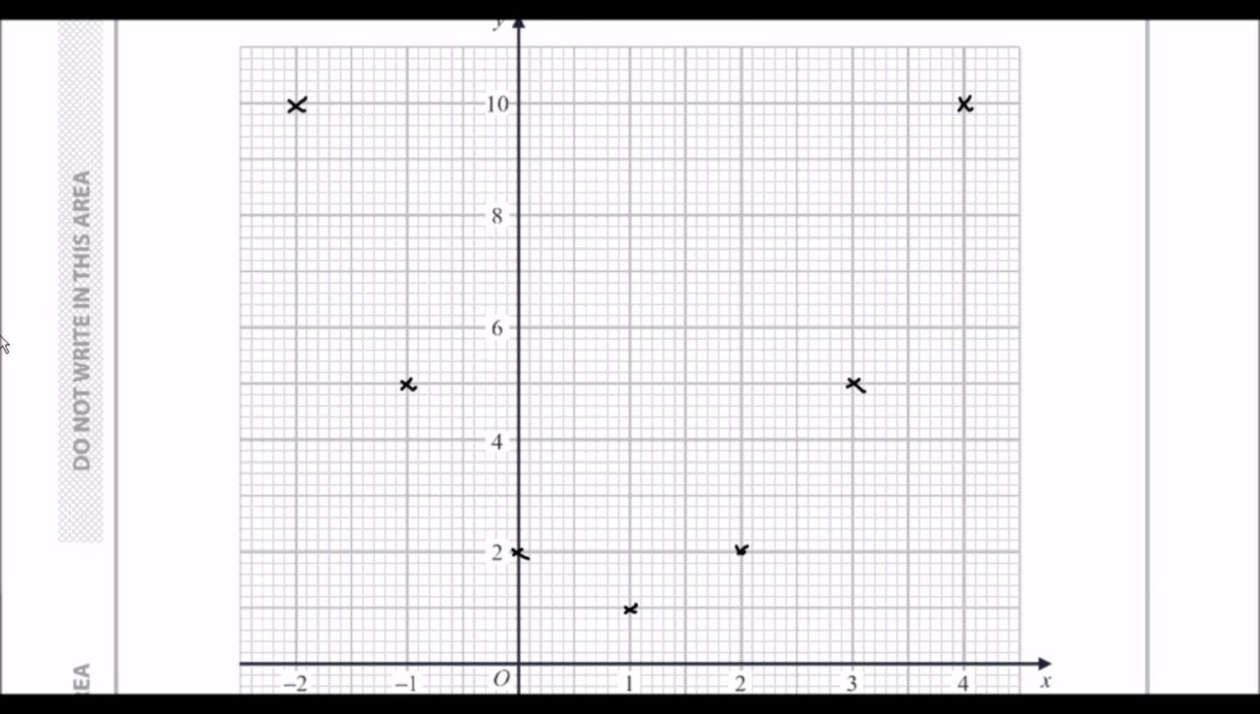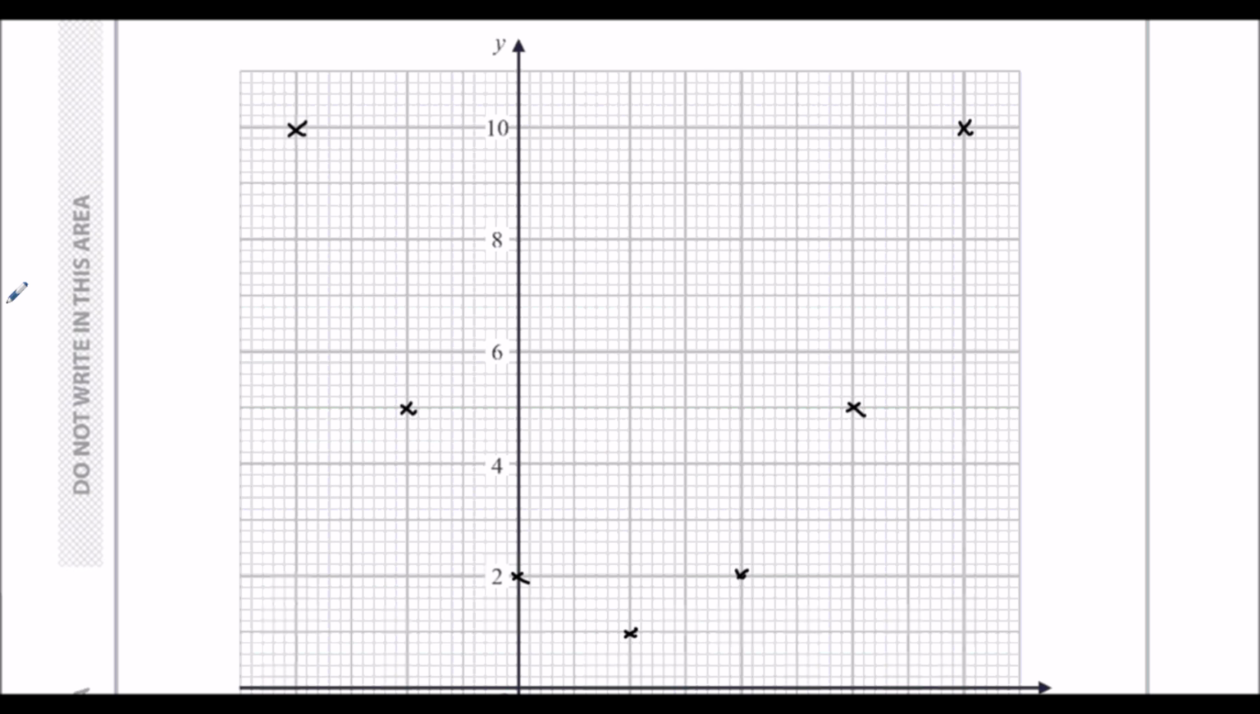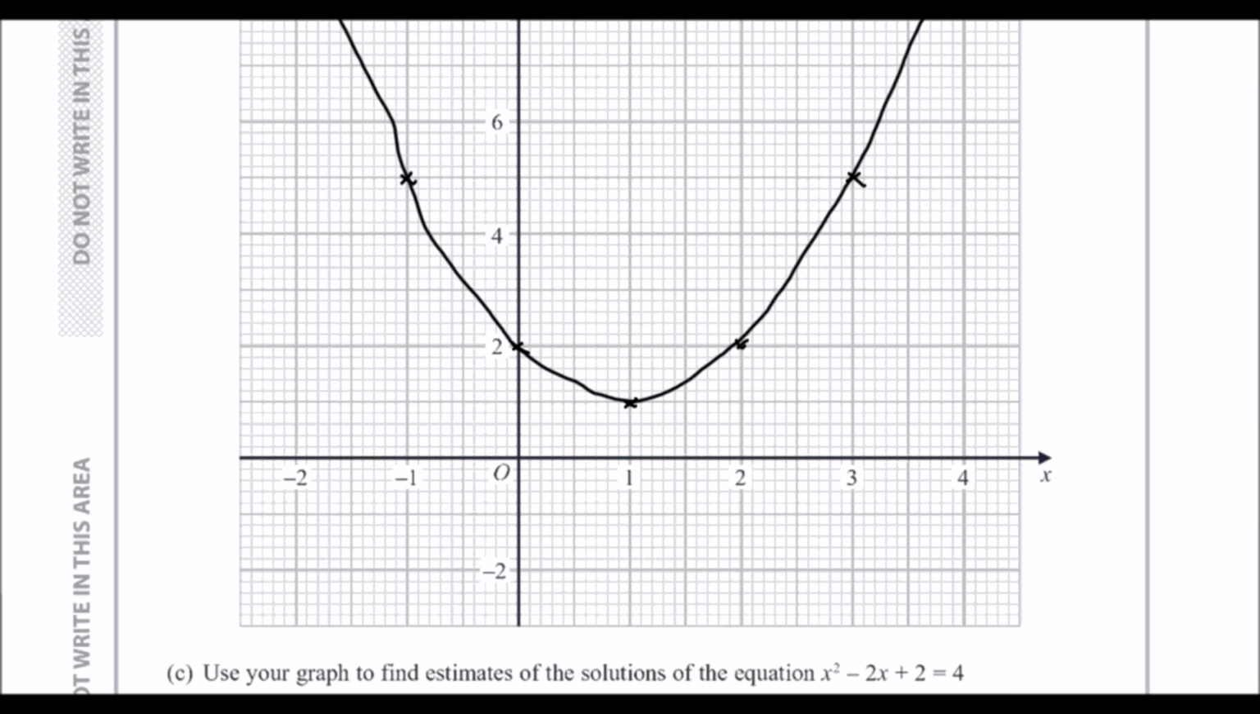So we need to join these up with a smooth curve. So not with a ruler, not with straight lines, with a curve. So something like that, hopefully a little bit less wobbly than mine.